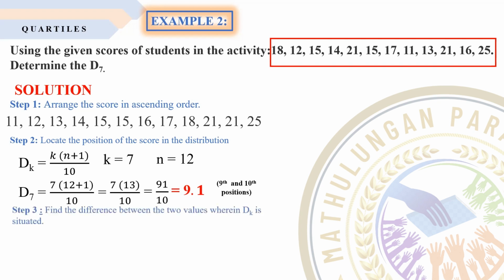So, let us proceed to step 3. Find the difference between the two values wherein D sub k is situated. So, alam na natin ang position niya, which is 9th and 10th position.